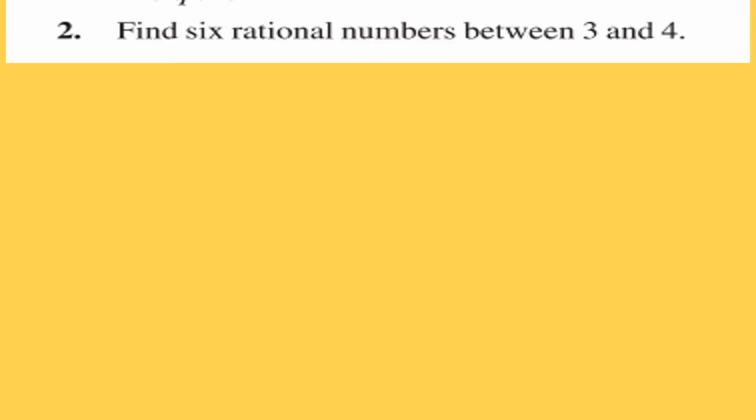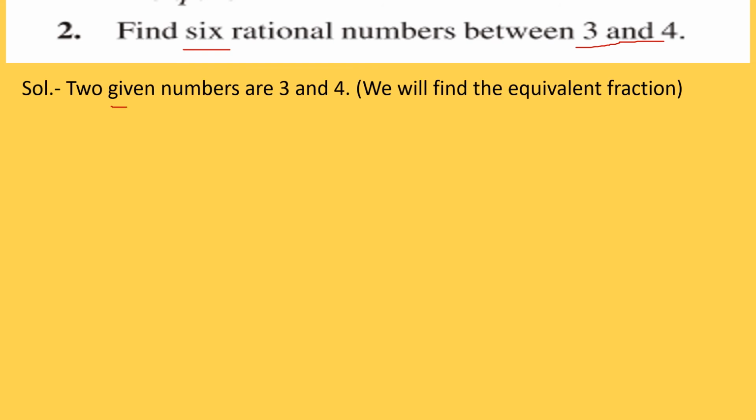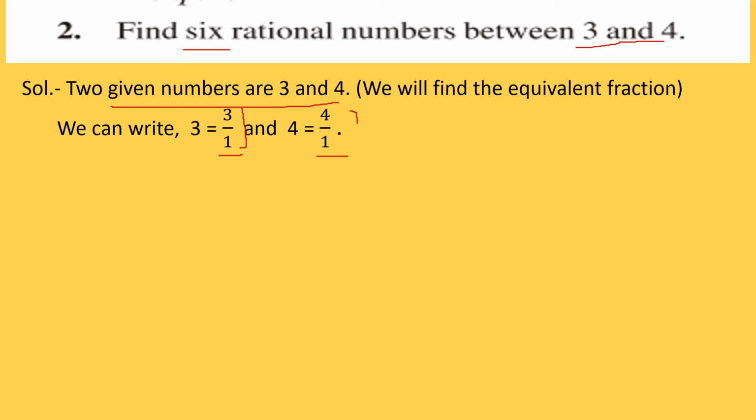Now let's see question number 2. Question number 2 is: find 6 rational numbers between 3 and 4. So the given numbers are 3 and 4. We have to find the rational numbers. 3 and 4 we can write as rational numbers also. 3 means 3 by 1 and 4 means 4 by 1. Now if we look at these two rational numbers directly, 3 by 1 and 4 by 1, we cannot write any rational number between these two.